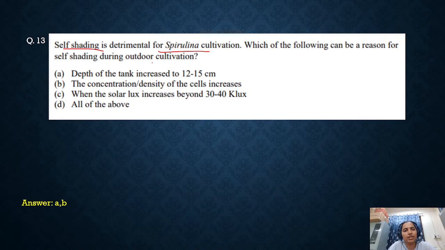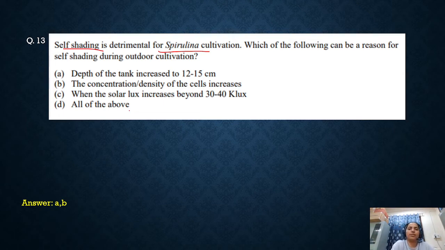So let's read the options. What are the options given? First one is the depth of the tank increases to 12 to 15 centimeters. Second is the concentration or density of the cells increases. Third is when the solar lux increases beyond 30 to 40 k lux. And the D option they have given is all of the above.